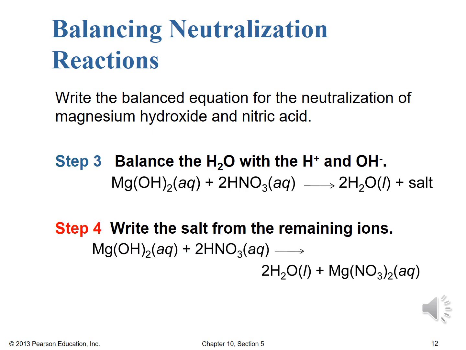All right, so moving on to step 3, now's the time to put that coefficient of 2 out in front of the H2O because we've balanced it based on the fact that we have 2 moles of OH minus and 2 moles of H plus on the left. We know we're going to have 2 moles of H2O on the right. Now finally for step 4, we'll write the salt from the remaining ions.